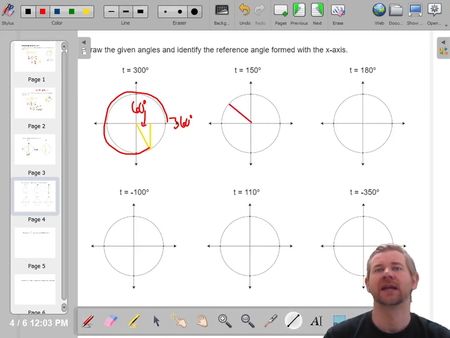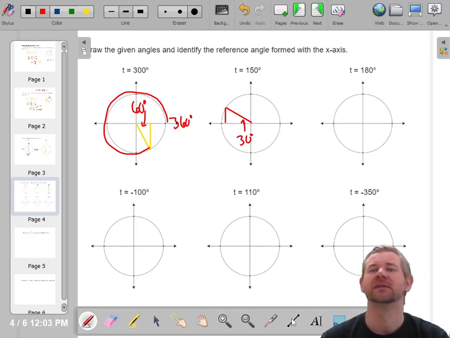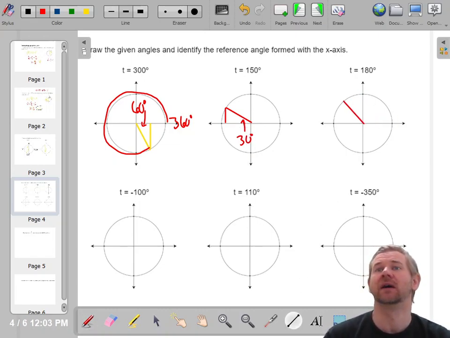0, 90, got to keep going. That's 180. I didn't quite make it to 180. So if this is 180 and I'm at 150, that means I'm 30 degrees short. The reference angle is 30 degrees. Now, if it says 180, you're right there. That's it. Okay, there is no reference angle.